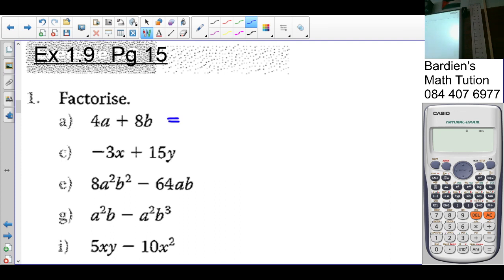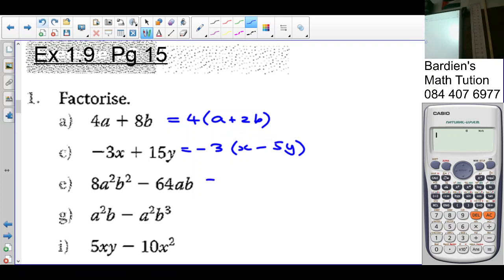Okay, in A, the first one. So answer to the first one, what is common? 4. What are we left with? Plus 2b. The next one? 3. You all agree with that? No. Make it a note that if the first term is negative, we take out negative as a common term. Even if we've got 100 terms and only the first term is negative, take out negative as a common term. Make that a habit. So it's going to be negative 3. What are we then left with? X minus 5. Again, that's going to give us negative 3x plus 15y.